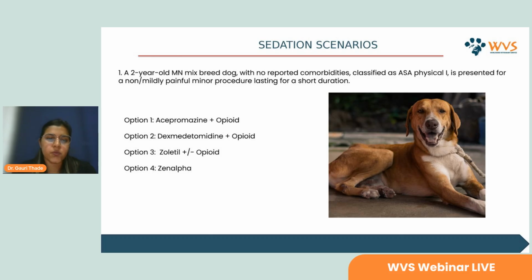Your options for sedation would be acepromazine plus an opioid. Now, the thing with acepromazine is that the duration of action is slightly longer. So, if it is a shorter duration, you can consider giving a lower dose of acepromazine. It also does not have a reversal, so you need to keep that in mind. Your second option would be dexmedetomidine plus an opioid. The duration of action is not very long. It's about 40 to 90 minutes. And the opioid will obviously depend on the amount of analgesia that you need. Your third option would be Zoletil with or without an opioid. And your fourth option would be Zenalpha.